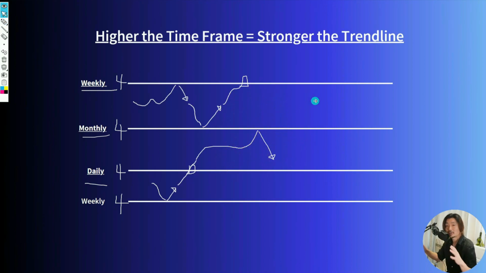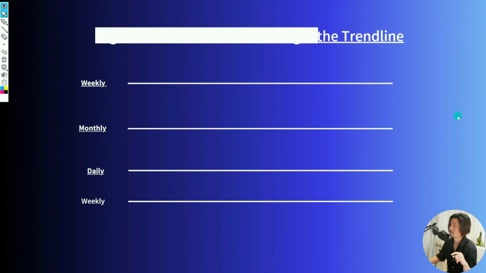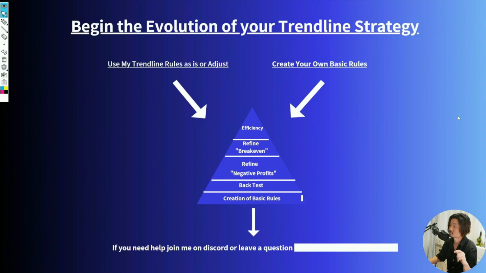Okay, so those are the basic rules for horizontal trend lines. Now let me briefly just go over how you want to use this information in your trading. Okay, begin the evolution of your trend line strategy. Okay, so this is an overview of how you want to go about developing your trend line strategy.